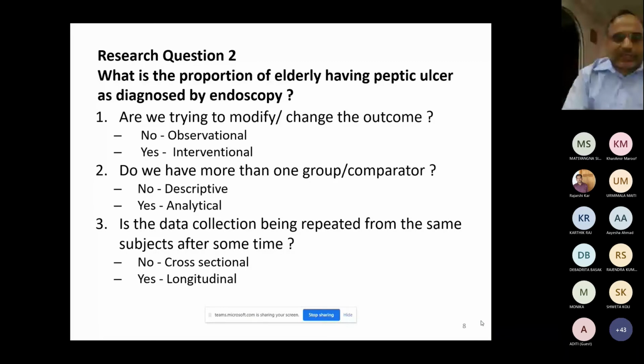So if we answer these 3 questions for this research question, this becomes an observational study, this becomes a descriptive study, and this becomes a cross-sectional study. So it becomes a cross-sectional observational kind of study, and it is descriptive. तो इसको हम एक तरह का सर्वे कह सकते हैं.